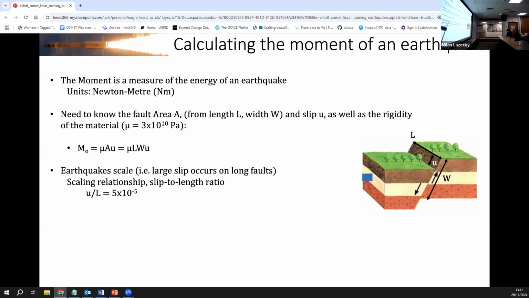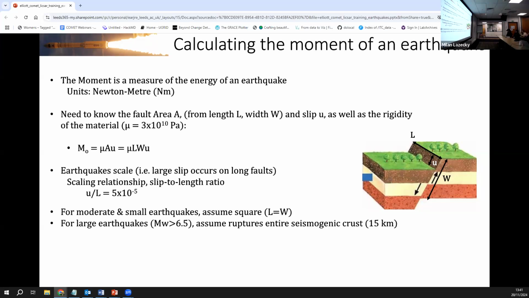So we can use scaling relationships that say if something is about 10 kilometers long, it might have moved a meter. So that's the slip to length ratio. You can use those back of the envelope estimates to help constrain what you expect. Small earthquakes tend to be equidimensional. They might be circular cracks, they might be square, but you can approximate that the length is roughly the width. So these are all back of the envelope. As they get bigger, the Earth's seismogenic thickness saturates at maybe 15 kilometers, and they tend to get longer, or they involve more segments that rupture along strike. But to start with, the small ones are roughly the same shape.